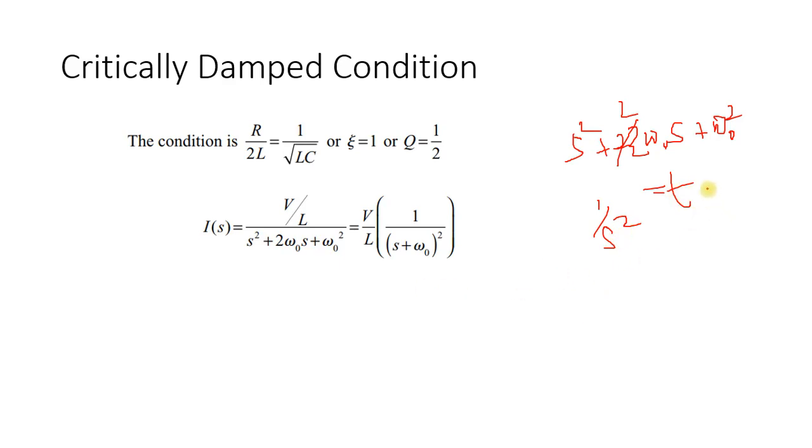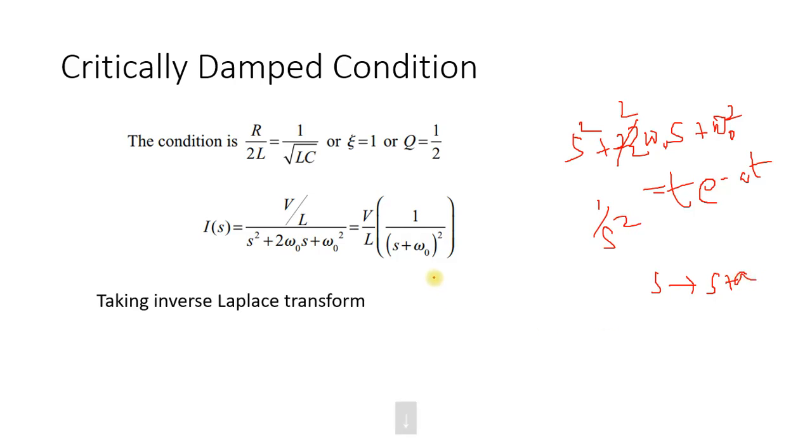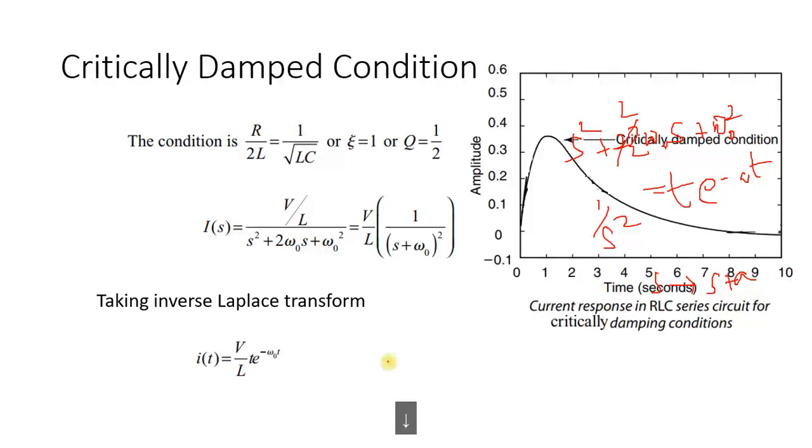And similarly, if this t is multiplied by e power minus at, it is one of the properties, the shifting property. If this term is present, s is replaced by s plus a. Here a is nothing but omega naught for this case. So if I take the inverse Laplace transform, it leads to V by L t into e power minus omega naught t. Okay, so this is the expression and the corresponding graph should look like this.